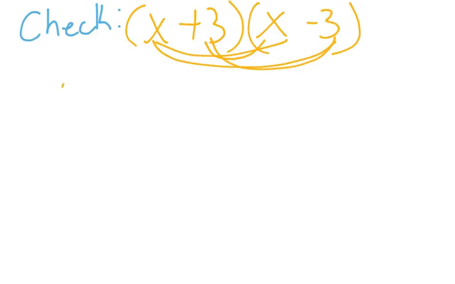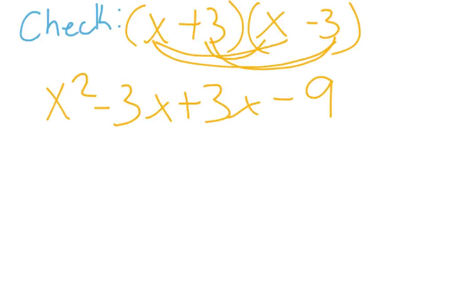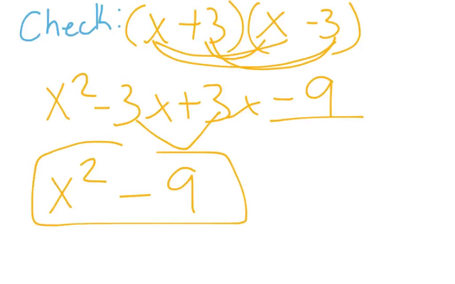So now you get x squared minus 3x plus 3x minus 9. Now you have to combine like terms. Which ones is it? These. So you just have to bring everything down. x squared minus 3x plus 3x equals 0, so you don't have to put the 0. So you just have to bring this one down, negative 9. And this is your answer.